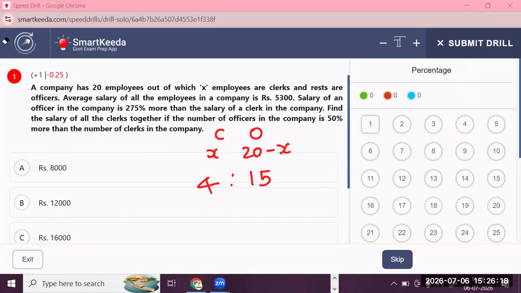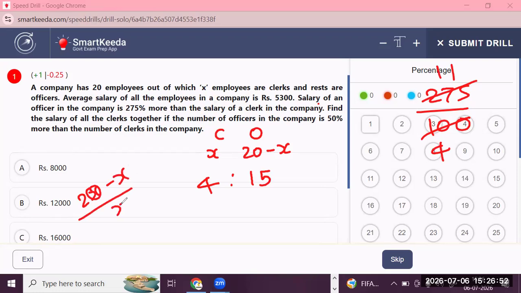Concept. The salary of an officer is more than the salary of the clerk. More है मतलब 15/4 of the clerk. Find the salary of all the clerks together. If the number of officers in the company is 50% more than that of clerks.